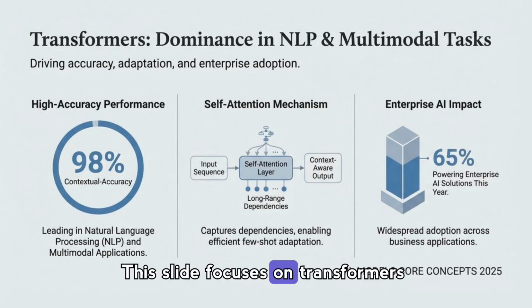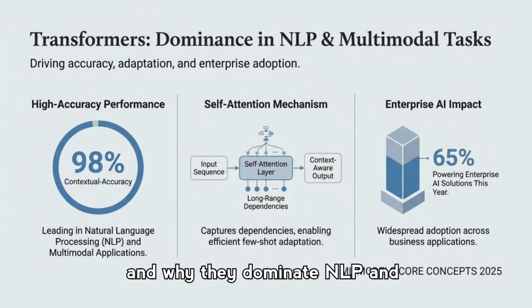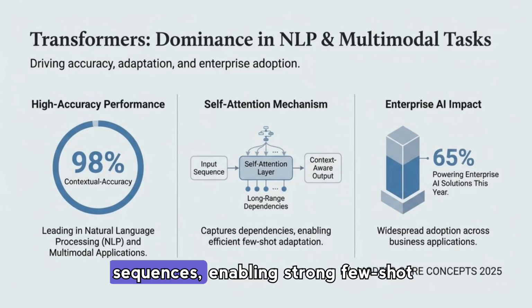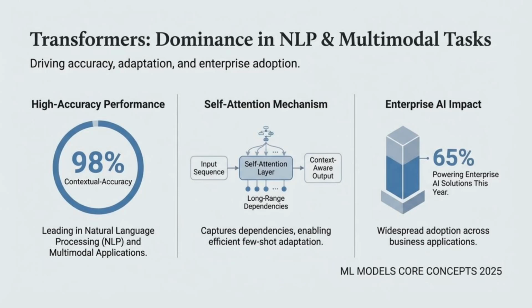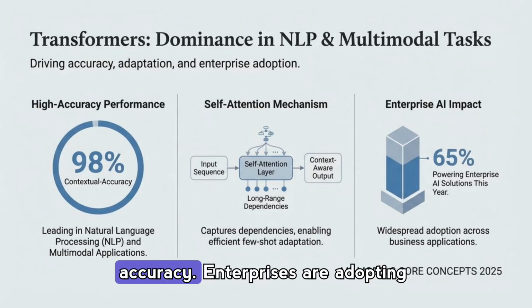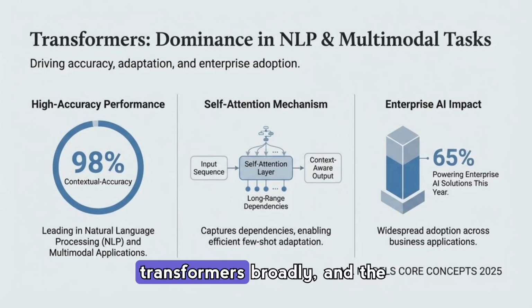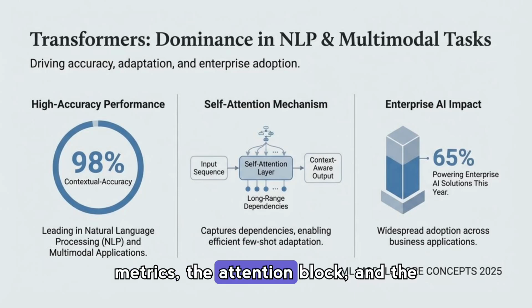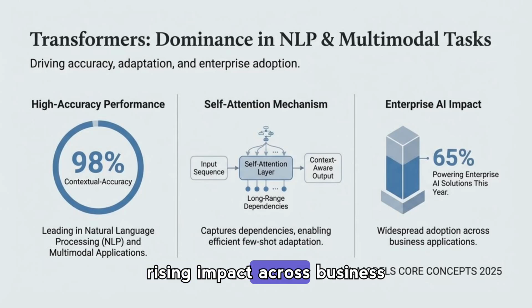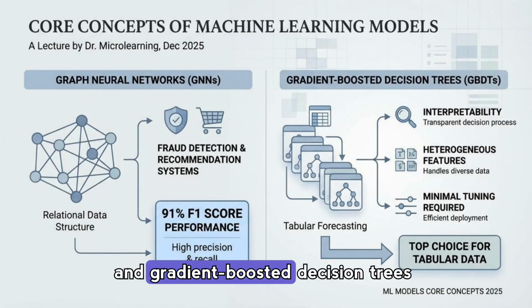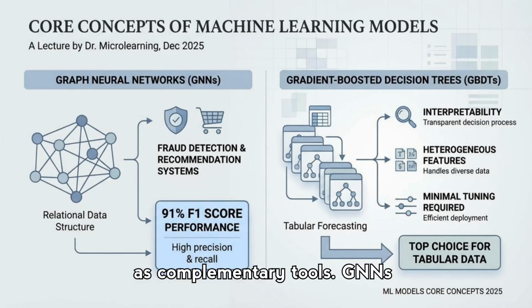This slide focuses on transformers and why they dominate NLP and multimodal tasks. Their self-attention mechanism captures long-range dependencies in input sequences, enabling strong few-shot adaptation, and the slide calls out near state-of-the-art contextual accuracy. Enterprises are adopting transformers broadly, and the visuals illustrate performance metrics, the attention block, and the rising impact across business applications.